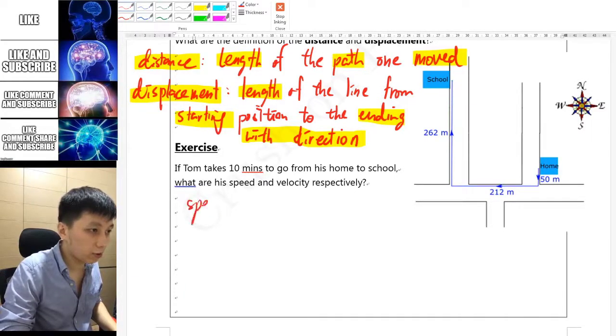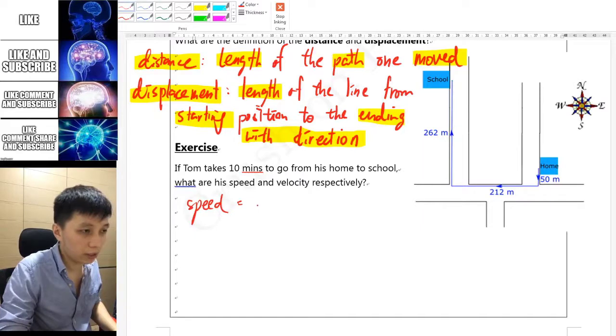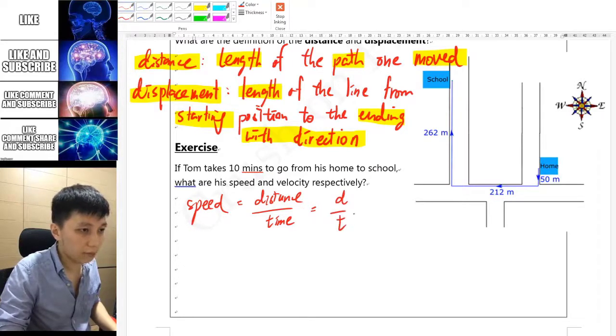So first of all, I will always put down the general formula whenever I do a question in physics. So speed equals distance over time. This is the definition. If you're a bit lazy, you can use a symbol: for distance it is d, for time it is t, so you don't have to write such a long word. And for distance, it's simply all three parts of the length added together.